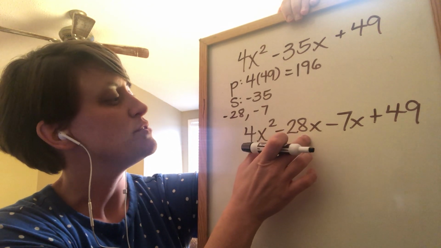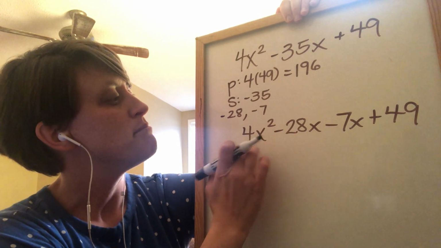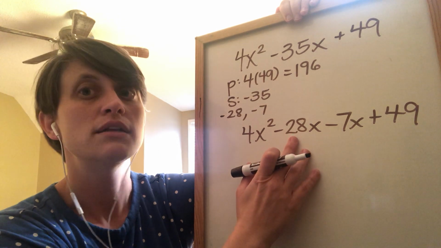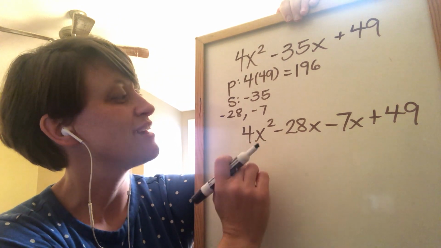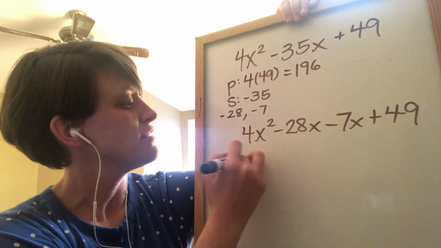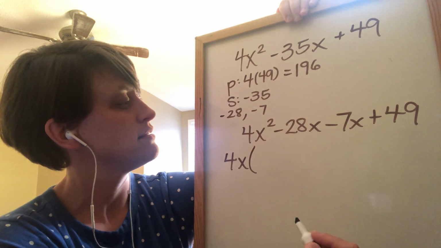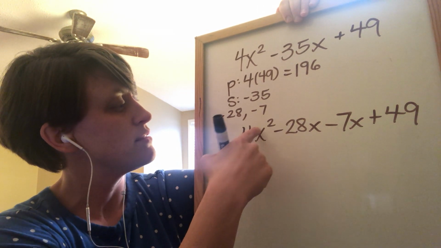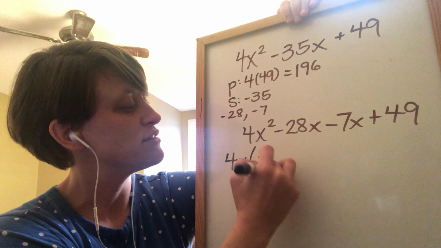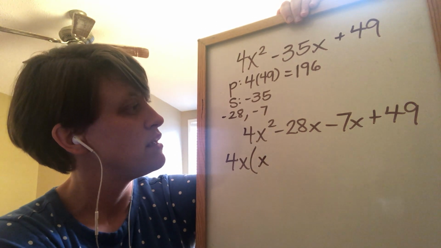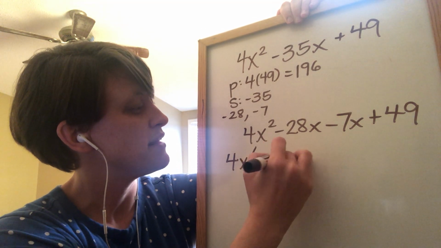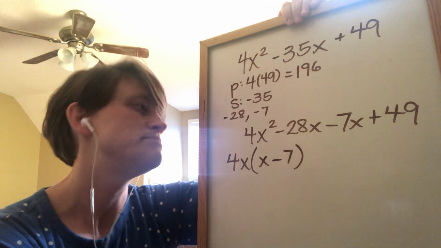So let's look at these two terms. Both contain a factor of 4, that's good, and both contain a factor of x. So we can factor out a 4x. And what are we left with? Well, it only leaves us with our one factor of x there. And here, just with a negative 7, or a minus 7.